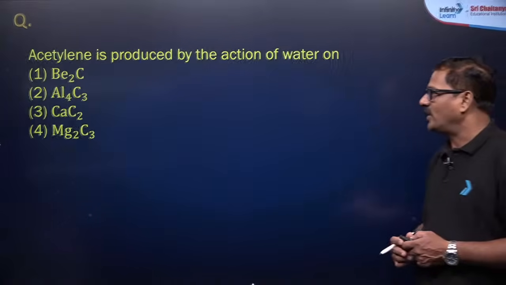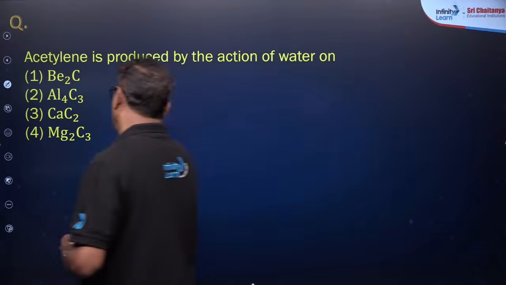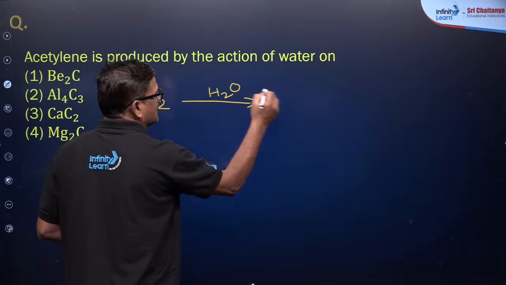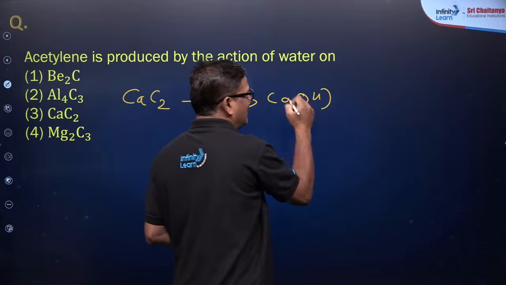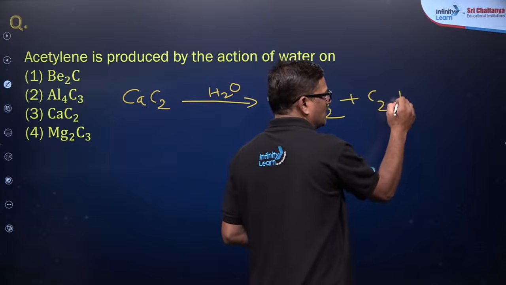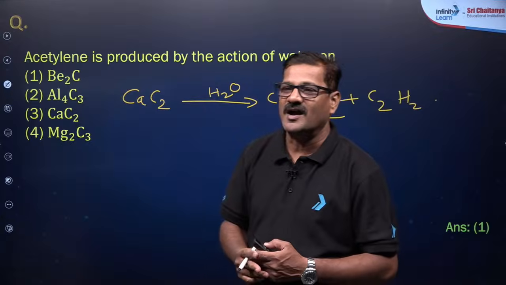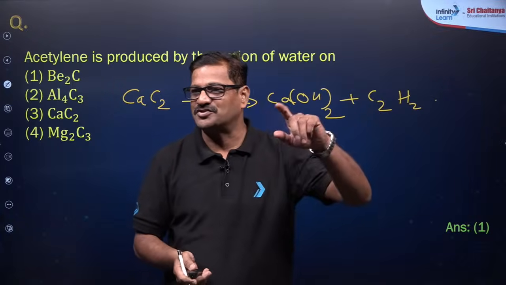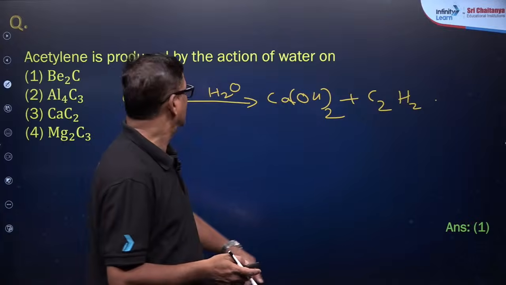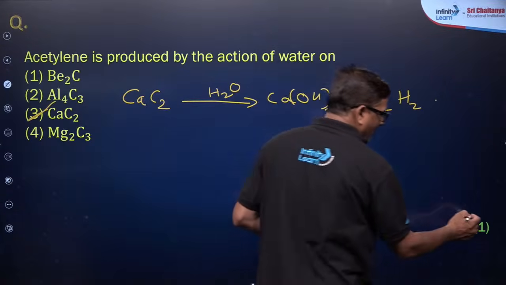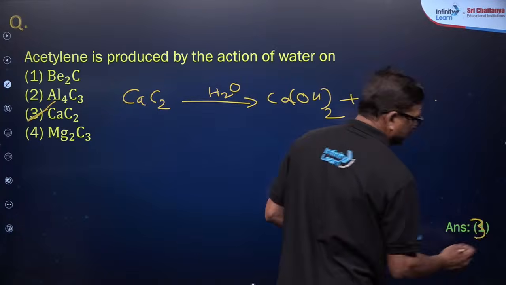That's good बच्चों. और एक है, acetylene is prepared by calcium carbide on hydrolysis, which gives calcium hydroxide plus C2H2. Yes, the answer is going to be acetylene, all from calcium carbide. Option 3 is the correct answer for this question. This is calcium carbide, option 3. Fine.